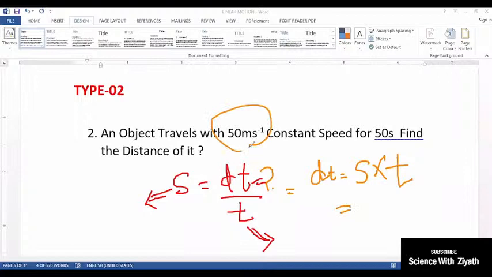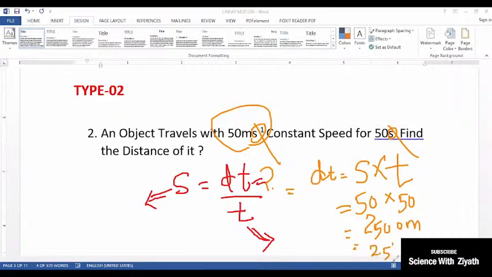Speed how much? 50. Time how much? 50. Look, this is second minus 1 and this is second. When multiplied, both will cancel. Then 50 into 50, 2500 meters. And the answer would be 2.5 kilometers. I hope you got it.